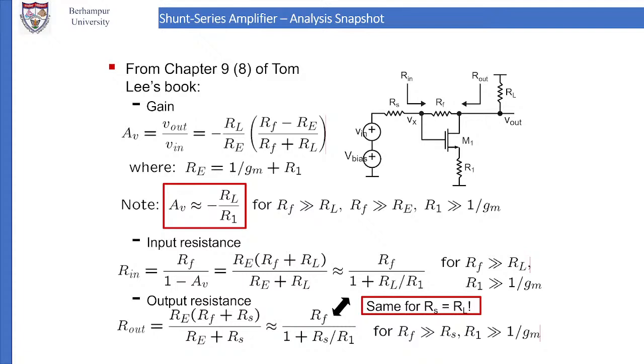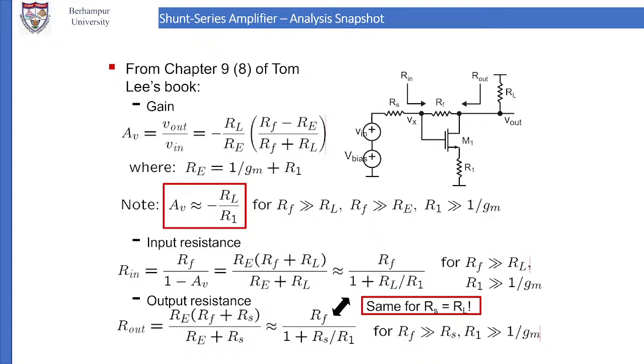The input resistance Rin is equal to RF by 1 minus AV. This we have seen. Now you put the expression for AV here. So that gives you RE into RF plus RL by RE plus RL, which is approximately equal to RF by 1 plus RL by R1, when RF is much greater than RL and R1 is much greater than 1 by GM. Similarly, you can find out the output resistance, that is RF by 1 plus RS by R1.